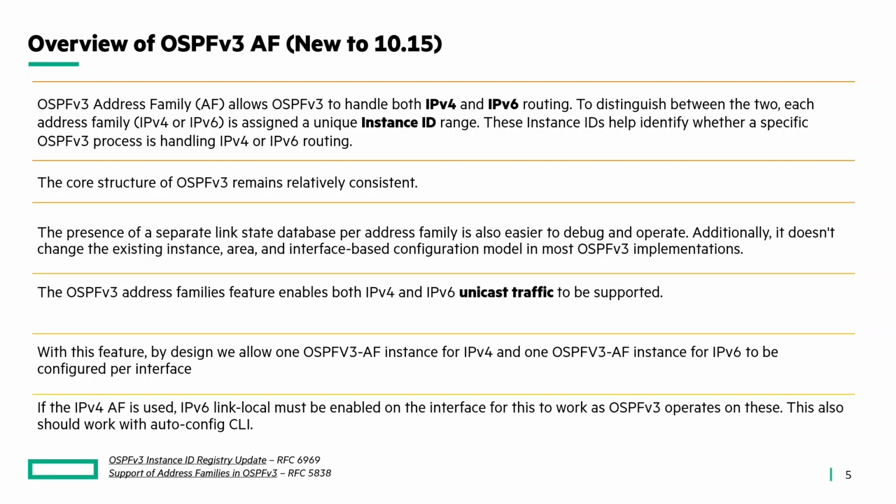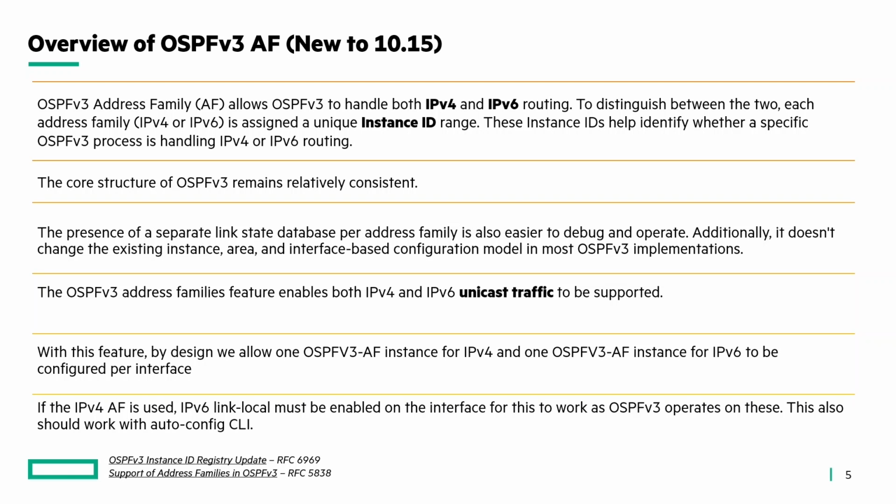However, the core structure of OSPFv3 remains relatively consistent. The presence of a separate link state database per address family is also easier to debug and operate. Additionally, it doesn't change the existing instance, area, and interface-based configuration model in most OSPFv3 implementations. This feature is new to 10.15 and it enables both IPv4 and IPv6 unicast traffic to be supported.